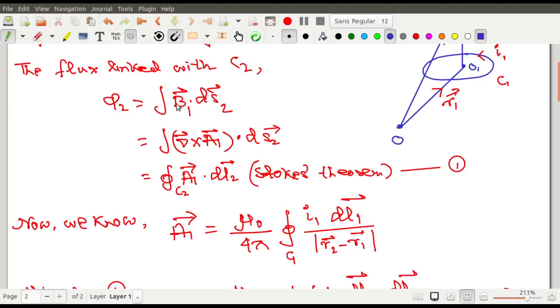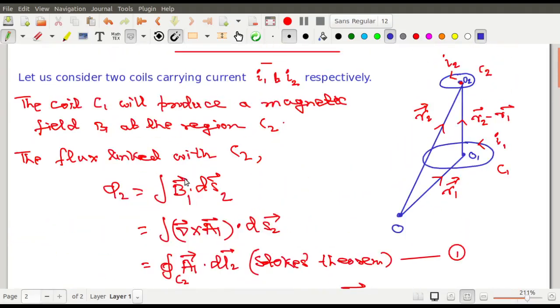I didn't say that B is constant throughout, right? What is B? B1 is the magnetic field due to this coil at the region of the other coil. Due to C1, the magnetic field at the position of C2. That is what B1 is. And I don't say today that B1 is constant and I should take it outside the integral.